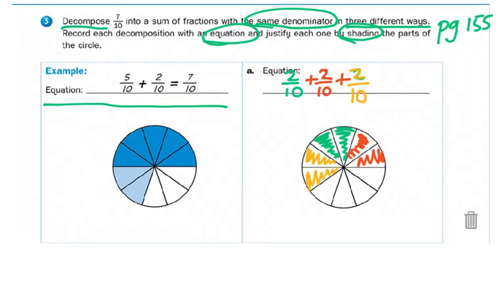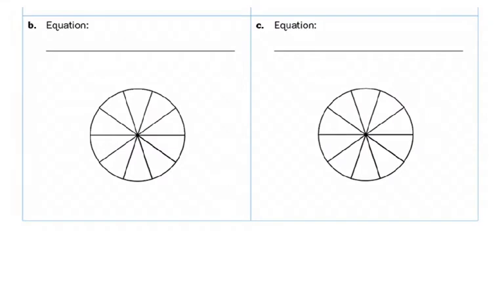1/10 plus another 10. And so far we have 2, 4, 6. I need one more. One more 10th would give me 7/10. So let's go ahead and shade in another 10th. All together, let's go ahead and count. 1/10, 2/10, 3/10, 4/10, 5/10, 6/10, 7/10. Still equals 7/10. Moving down on your page 155, we're still making sure that each one of these equals 7/10 when we are done.